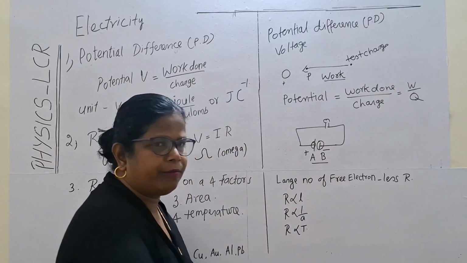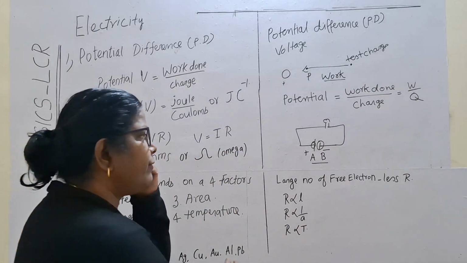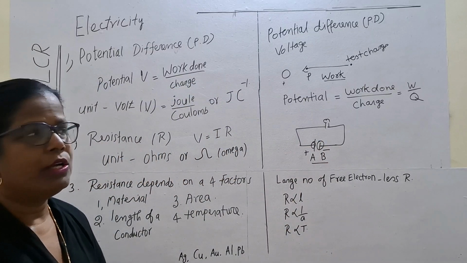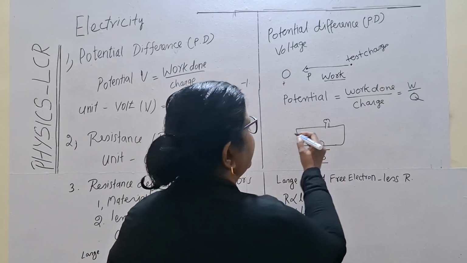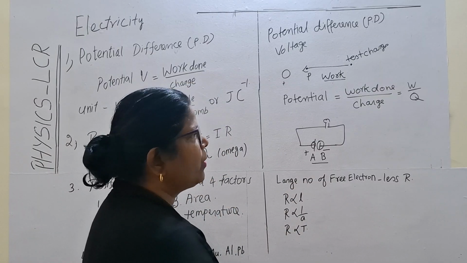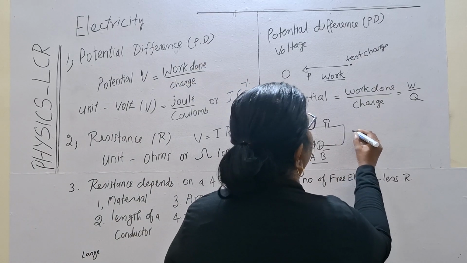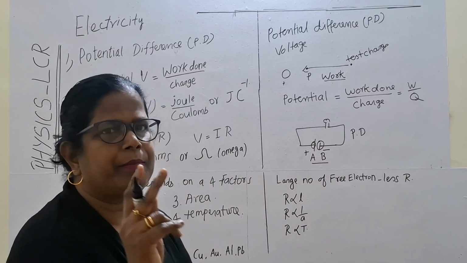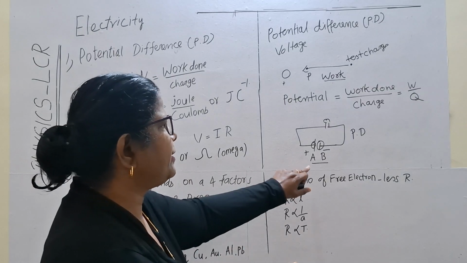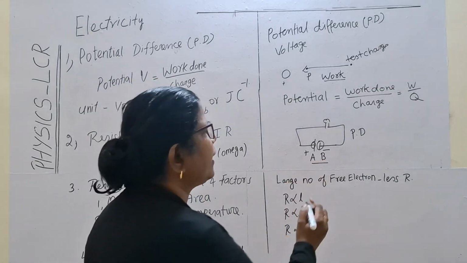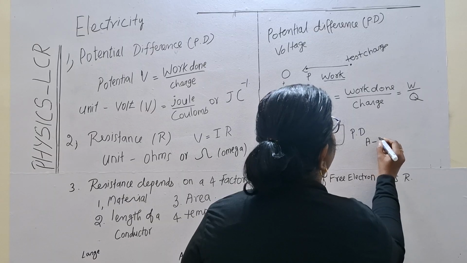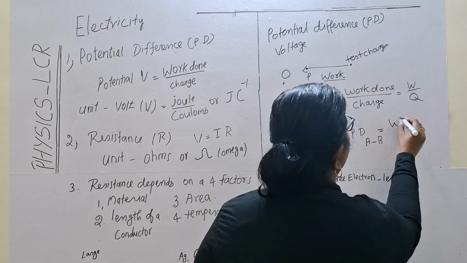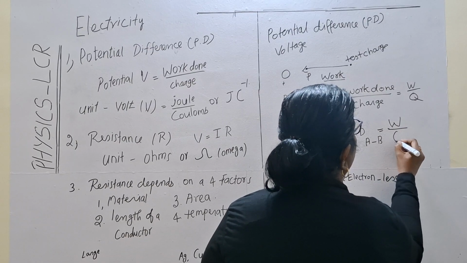What is the potential difference? The charge passes through the conductor, so here also work is done by the charge. Potential difference means we are considering two terminals, positive terminal and negative terminal, any two terminals. Here I am mentioning A and B. What is the difference? The potential difference. Here also, the same thing comes: work done by charge.